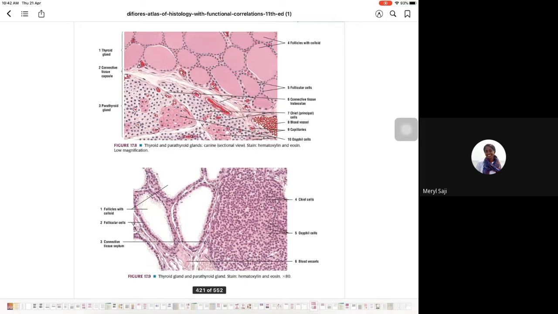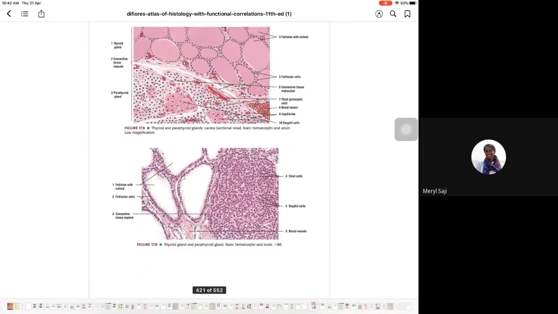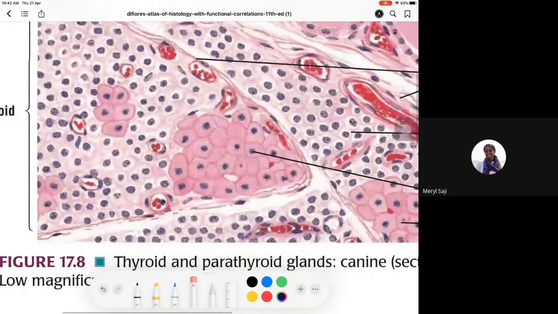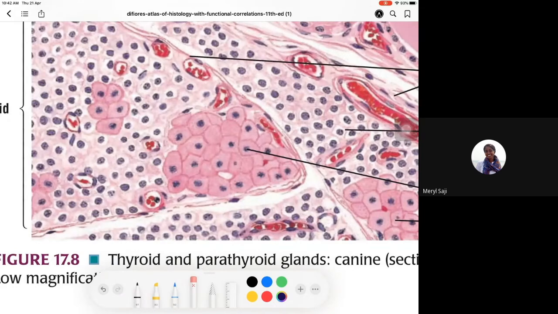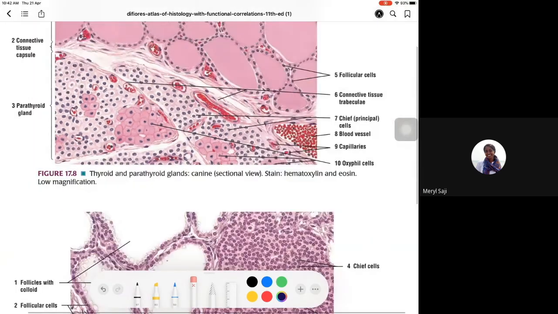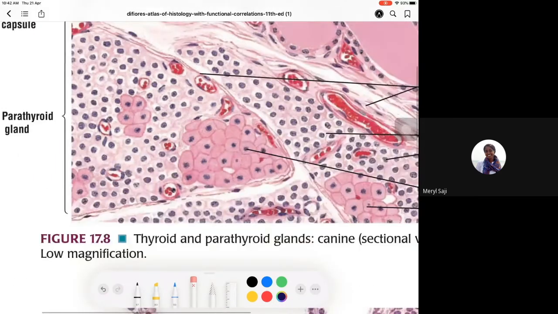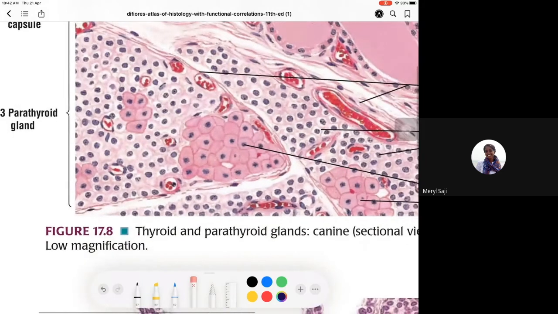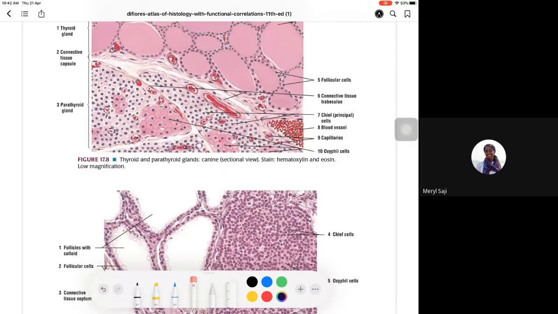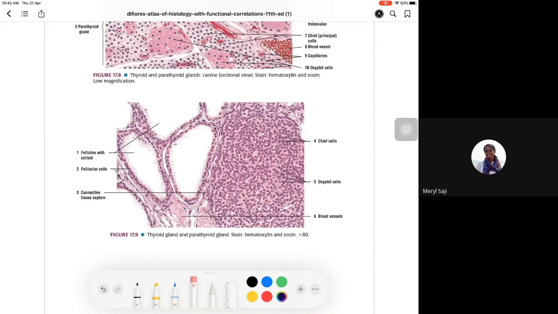So you can see some clear cells which are known as chief cells. There are some cells with abundant granular eosinophilic cytoplasm, and they are known as oxyphil cells. And there will be a lot of adipose tissue in between in a normal parathyroid gland. That also you remember. Figure 17.9, thyroid gland and parathyroid gland, stain HNE, 80 times magnification.